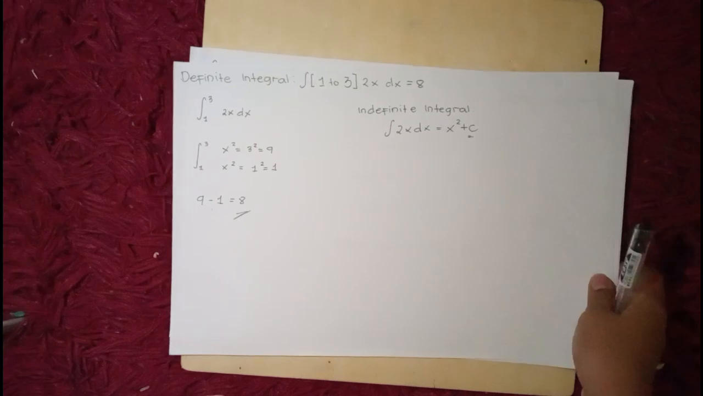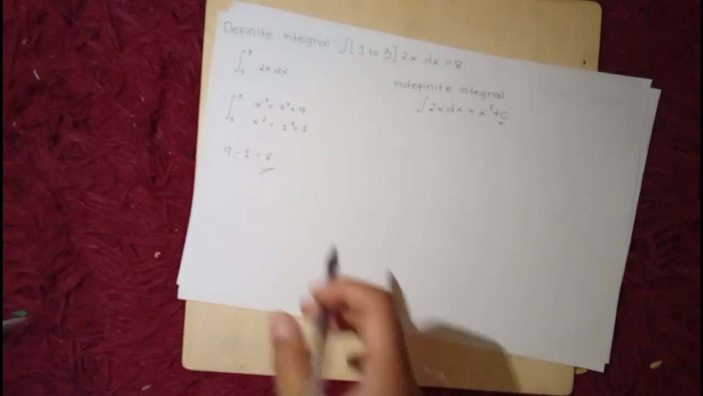Since we're already done with the indefinite integral, we have next the definite integral. The definite integral finds the area under the curve between 2 points or limits. It gives a specific numerical value instead of a function. So we have the example here of the definite integral.